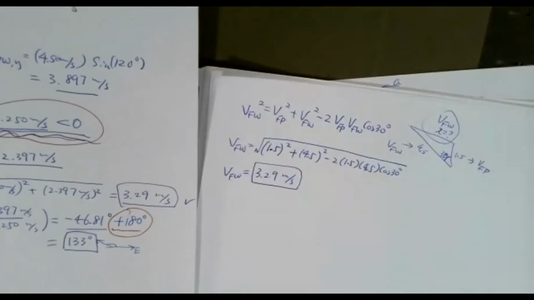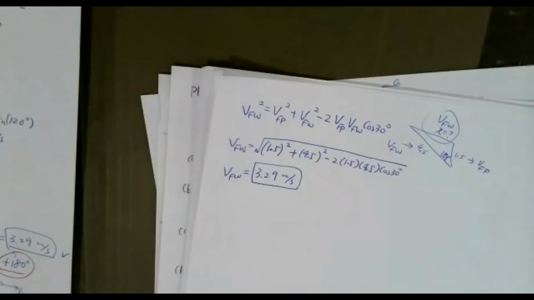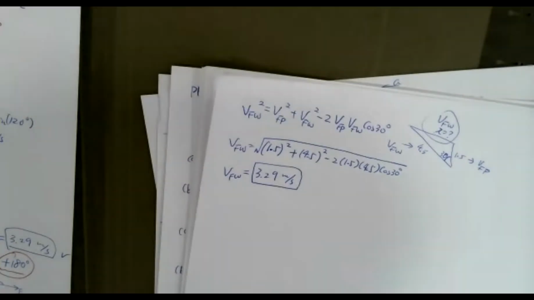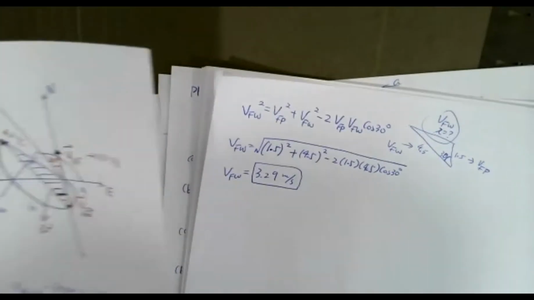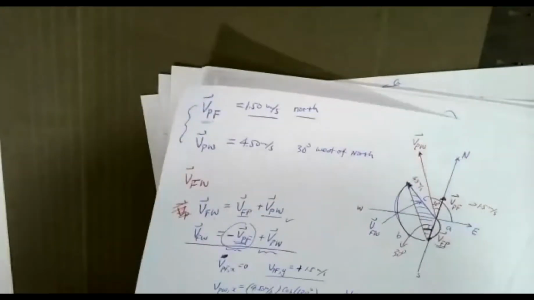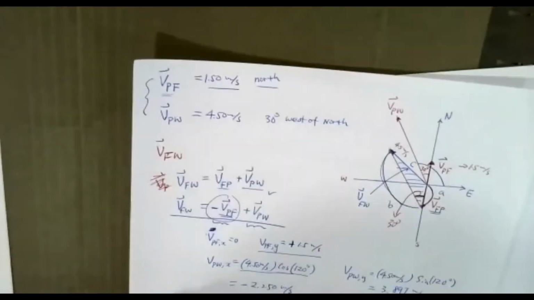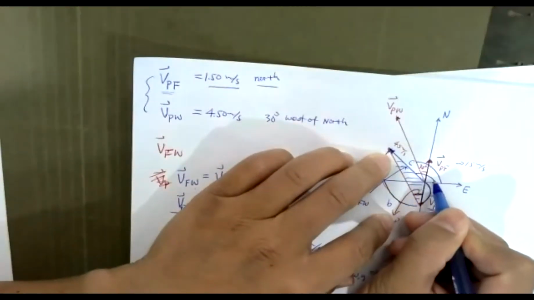So you can see the convenience of using the law of cosines here, okay? With just one equation, you figure the magnitude out. But we are not done yet. We still need to know the directional angle of it, okay? So for the directional angle, we better refer to the original sketch here. Then we'll be looking for this angle, right?